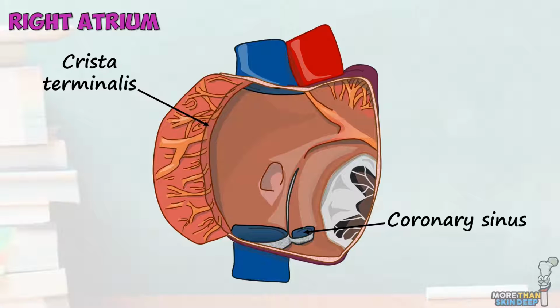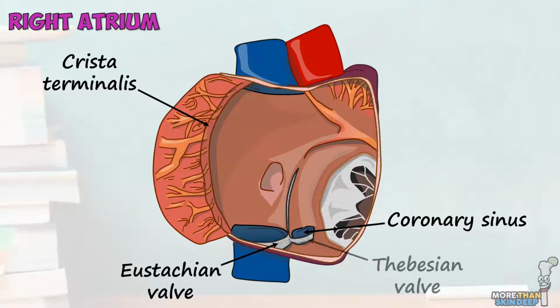The inferior vena cava, on the other hand, has a small flap of tissue in the floor of the right atrium known as the eustachian valve. This is important in directing blood during fetal life, but is less useful in adults. There's also a small, simple valve at the opening of the coronary sinus known as the Thebesian valve.